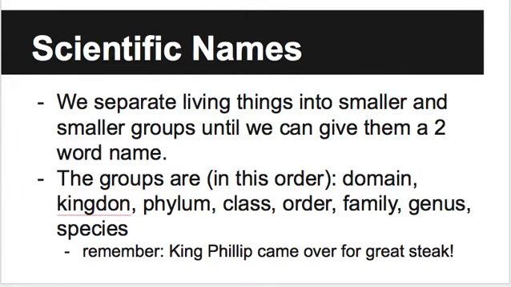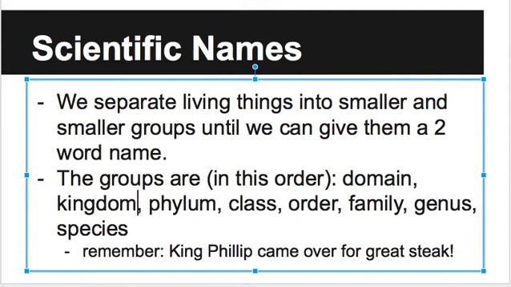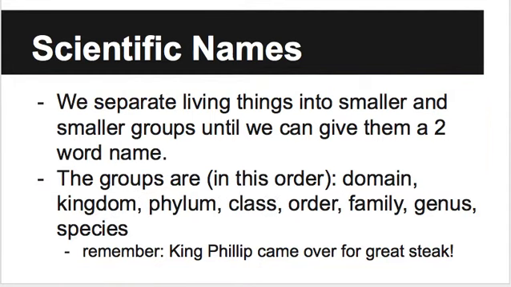Scientific names. We separate living things into smaller and smaller groups until we can give them a 2-word name. The groups are, in this order, domain, kingdom, phylum, class, order, family, genus, species. The way you remember that is King Philip came over for great steak. You're just going to have to remember that domain comes before all of those.